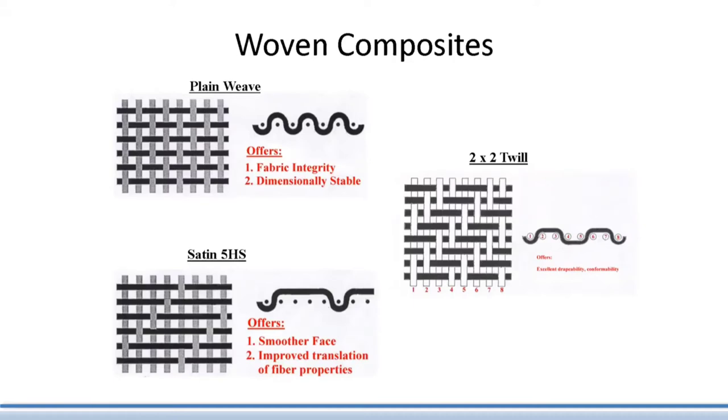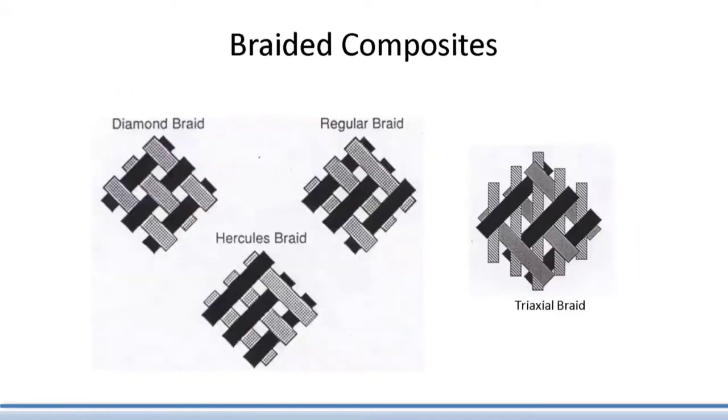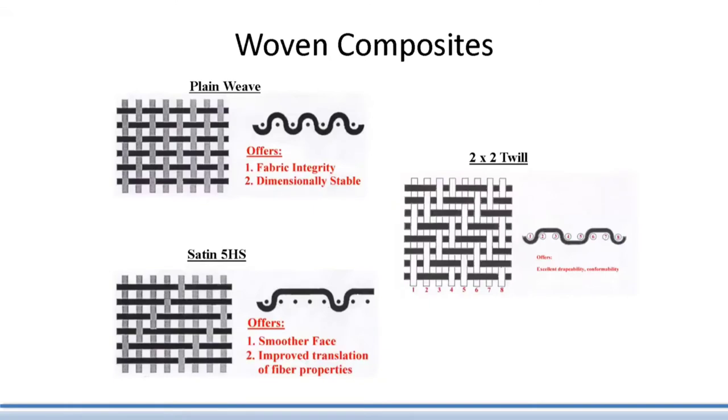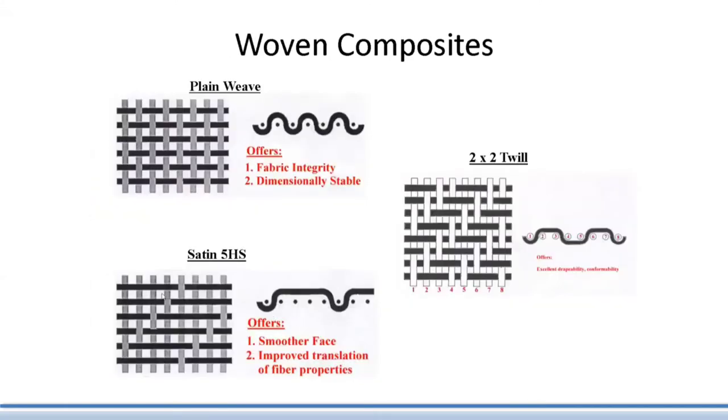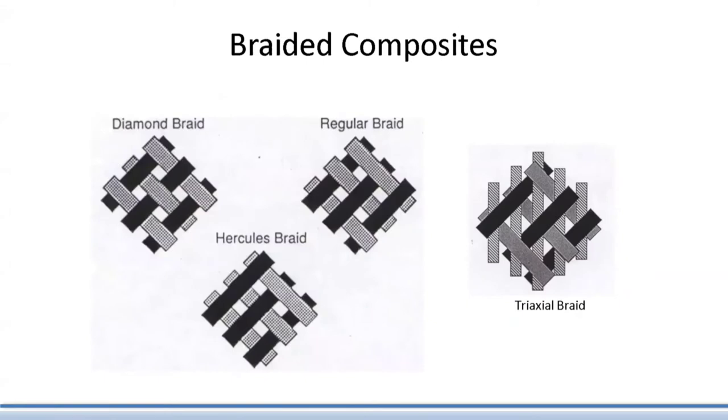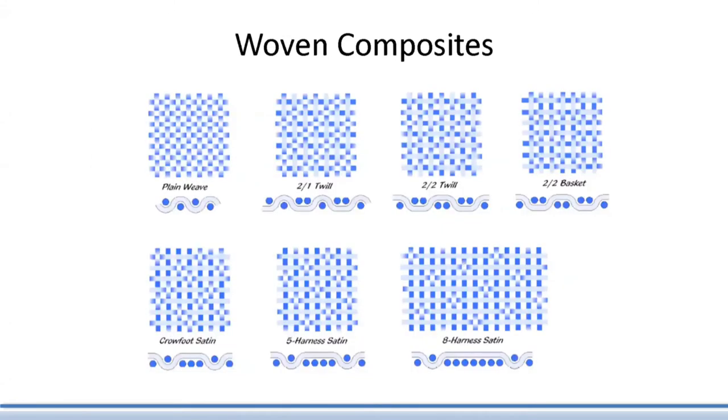If I give you a piece of composite, you can tell if it's a plain weave versus a satin harness. You can see from the surface finish. This is going to have a way smoother surface finish compared to a plain weave, for example. More rough there. Braided composites: you have diamond braid, you have regular braid, you have Hercules braid, you have triaxial braid. So you can have various braided types of composites being considered.